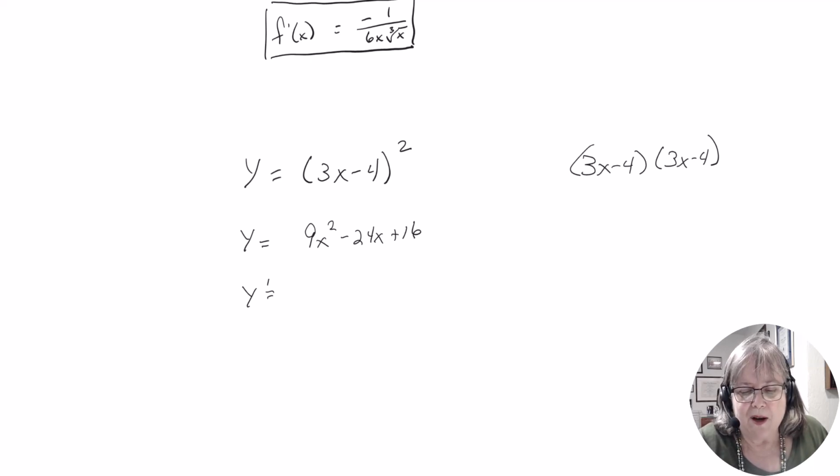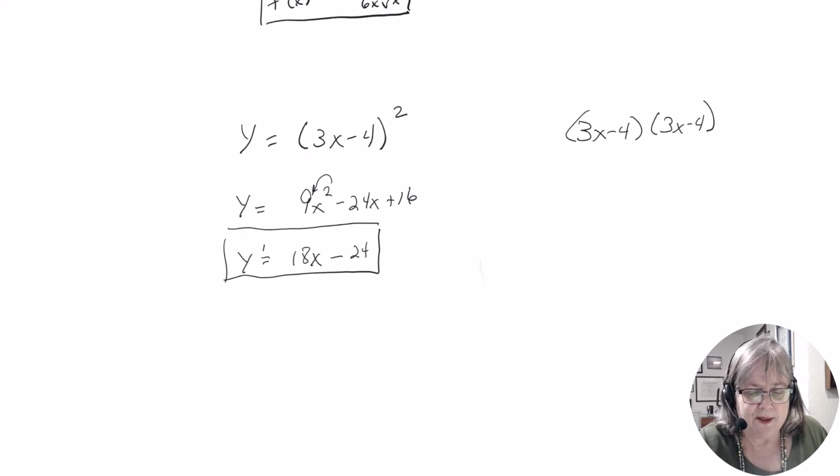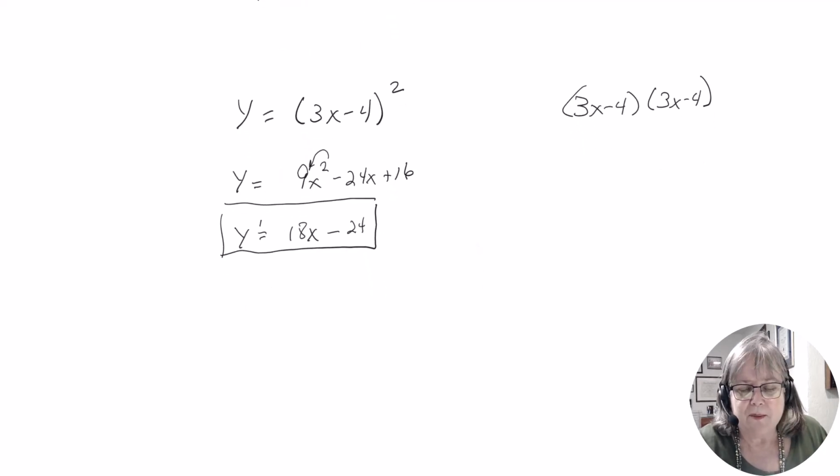Okay, so we have our 9. Bring the power down. 9 times 2 is 18x. Take 1 off the power. Minus the derivative of 24x is 24 times 1. And the derivative of 16 is 0. So this is my derivative. If you want to, you could say, well, I could factor out something, but you don't have to.